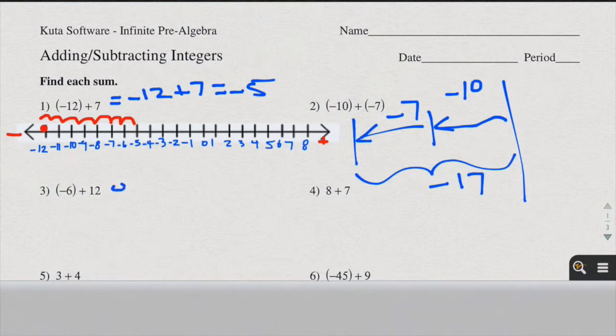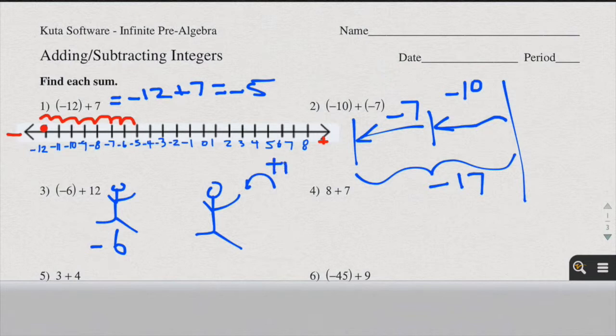Let's say you have a buddy and you owe him $6, so it's minus 6. And somebody gives you $12. Well, what you're going to do is give him that $6, so that means that's minus 6 from you, and what ends up with this positive 12 ends up being a positive 6. So you end up having $6 left on that.